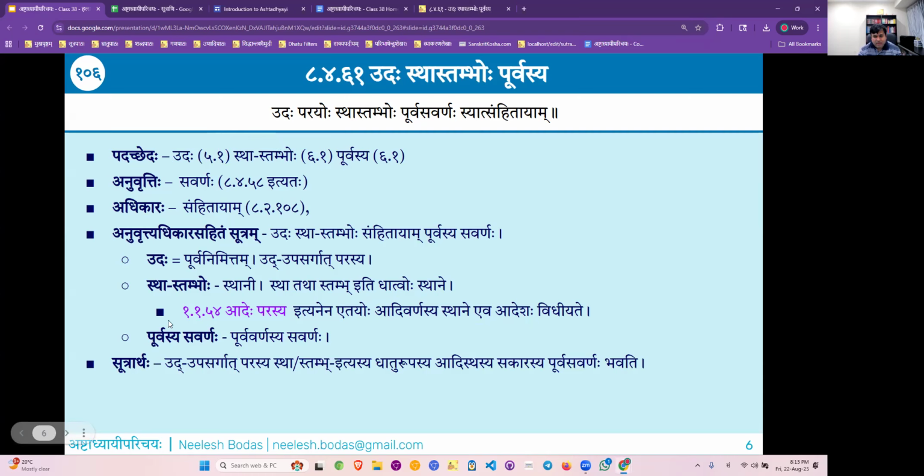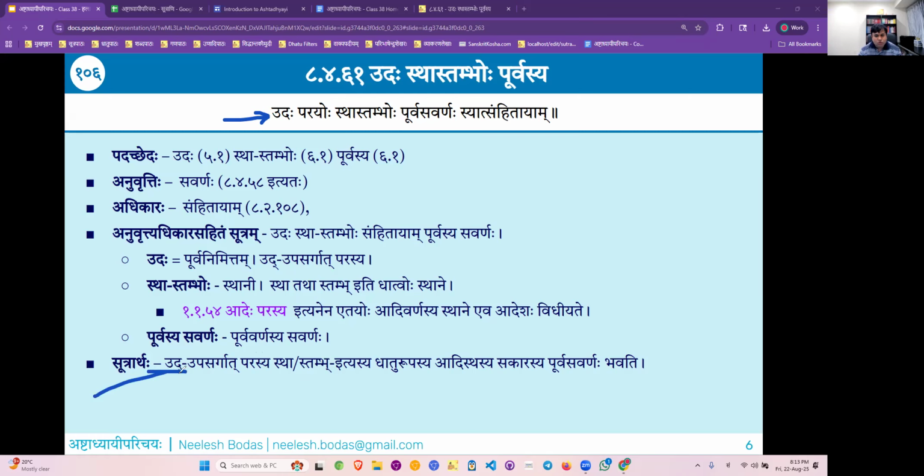So the meaning: Uda Upasargat Parasya Stha Nochet Stambha Ityasya Dhaturupasya Adisthasya Sakarasya Purvasavarnaha Bhavati. Somebody was telling me the other day that there are two sutrarthas that we always see in a slide. You have a sutrartha that is written right below the sutra, in the white background. It is a little more convoluted.